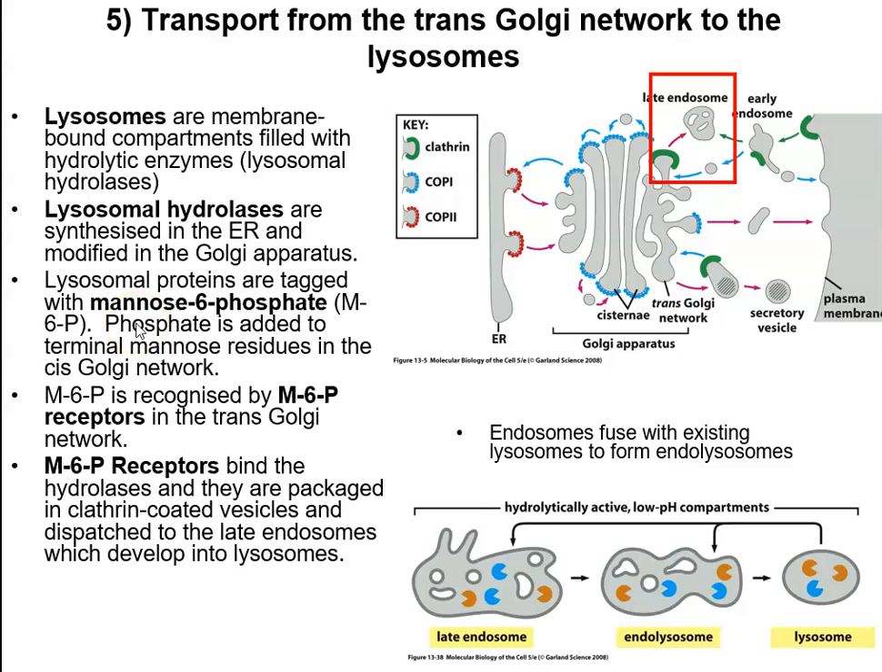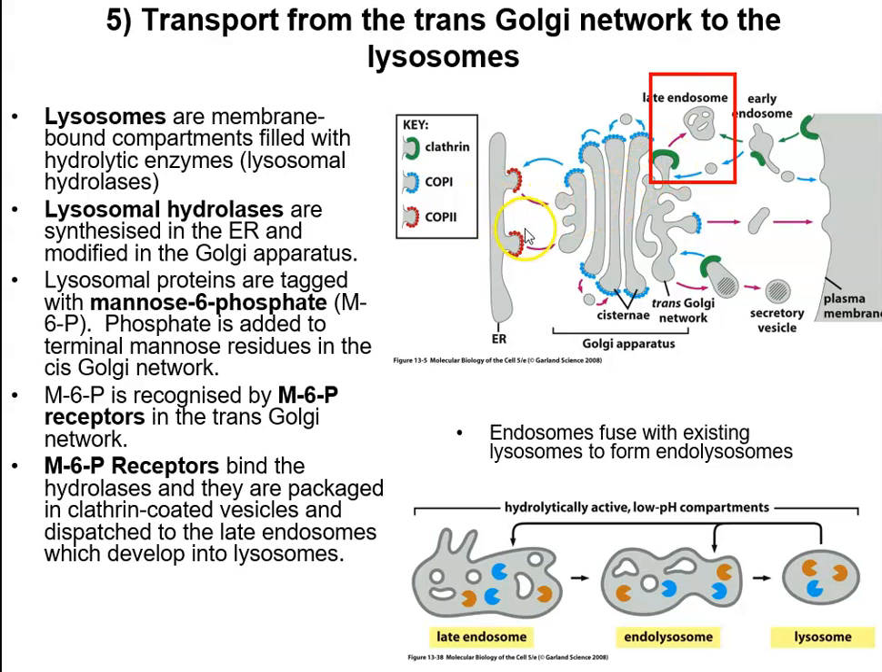These lysosomal hydrolases are tagged with mannose-6-phosphate, and this is added on in several stages, which I'll show you on the next slide. Once the mannose-6-phosphate tag has been applied to that protein, the mannose-6-phosphate receptors are used to bind those hydrolases and interact with clathrin at this point here.